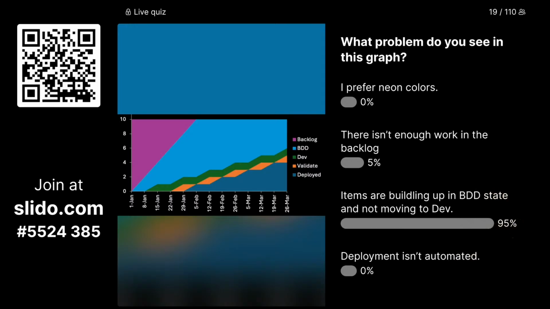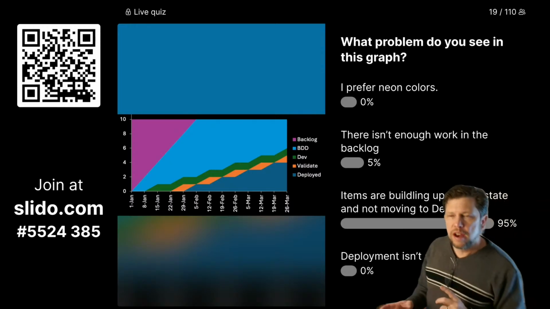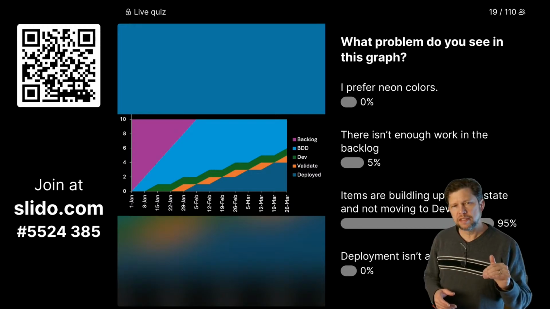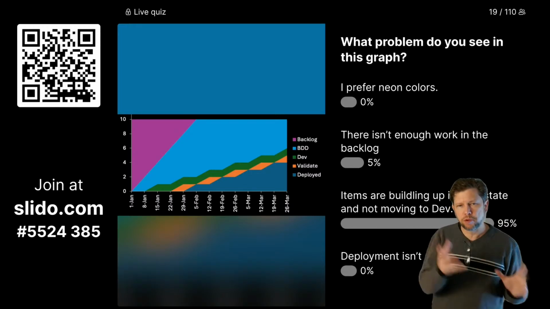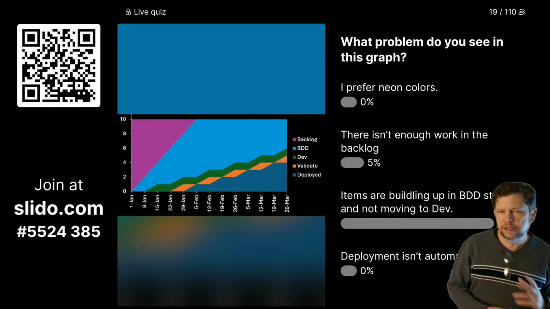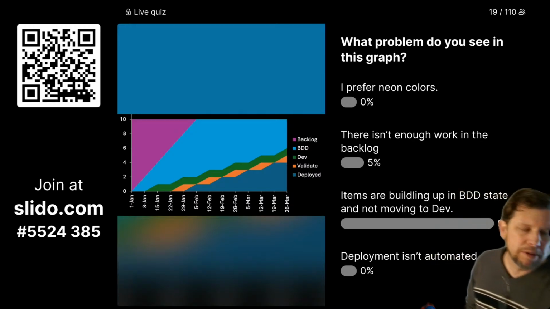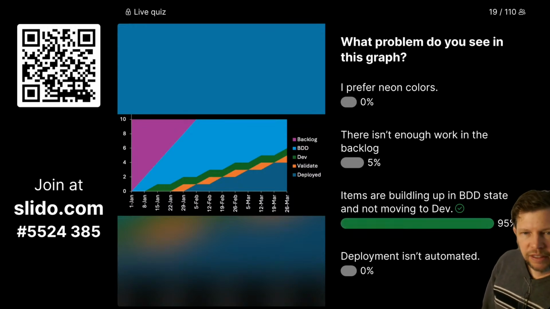Okay, yeah, so items are building up in the BDD state and not moving on to dev. As for not enough work in the backlog, if we look at the backlog, we don't see any place that we're running out of work. So that purple represented by the backlog isn't impeding us, at least yet. Now, if we fix these other things, maybe we'll get to a point where that will become an issue, but right now it's not.